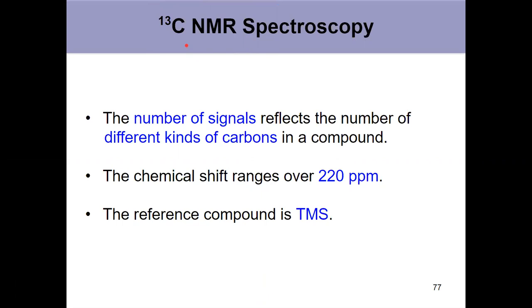Because normal carbon, carbon-12, is not NMR active. It's 6 protons, 6 neutrons. That's even and even, the one thing that isn't NMR active. So in order to distinguish carbon in NMR, we need to use carbon-13. So it's harder to distinguish these signals due to the fact that only 1% of all carbon is carbon-13.